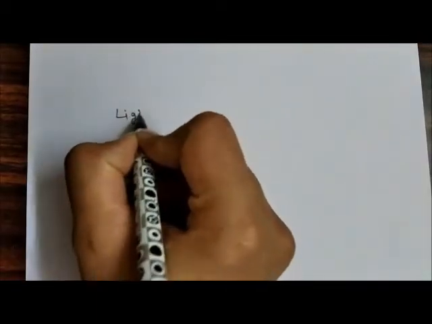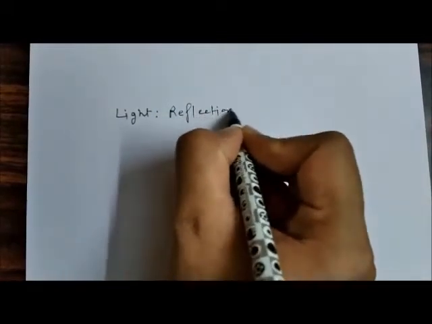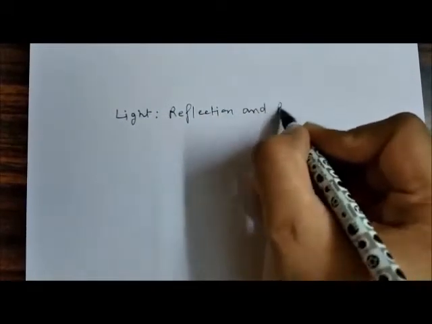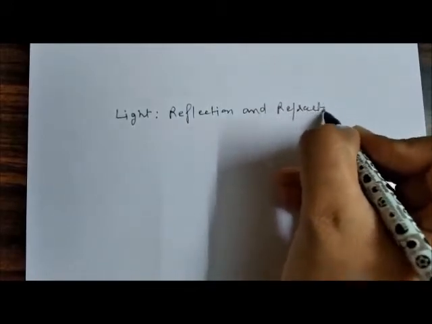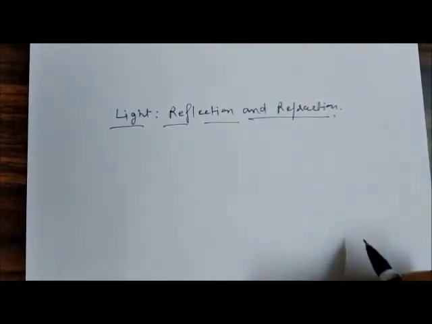Hello students, today we are starting our 10th chapter, that is Light: Reflection and Refraction. Students, as you already know, light is a form of energy which gives us the power of vision. In this chapter, we will study the phenomena of reflection and refraction using the property of light, in other words, straight line propagation.